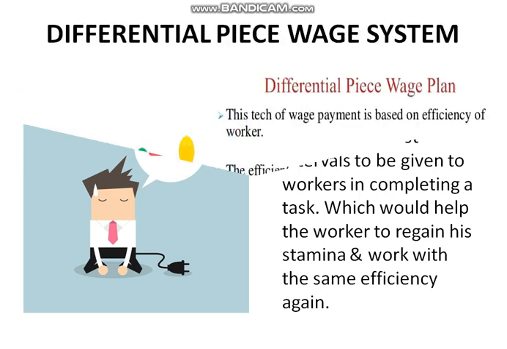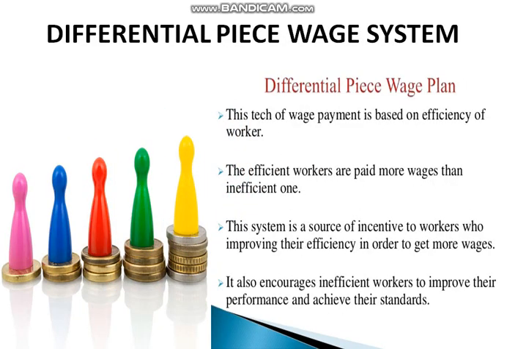work with the same efficiency again. Differential piece wage system. The name itself says different wage for the same job. It is a technique of wage payment based on the efficiency and productivity of the worker. Efficient workers are paid more and inefficient ones are paid less. This system is an incentive to workers to improve their efficiency in order to get more wage. Simultaneously, inefficient workers are also encouraged by this system to improve their performance and achieve the standards.